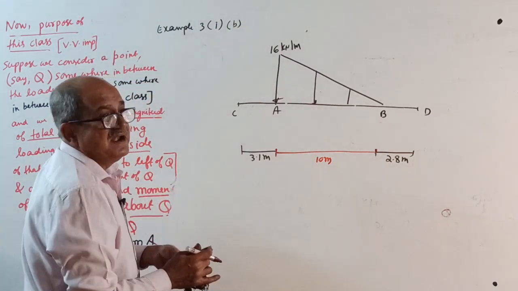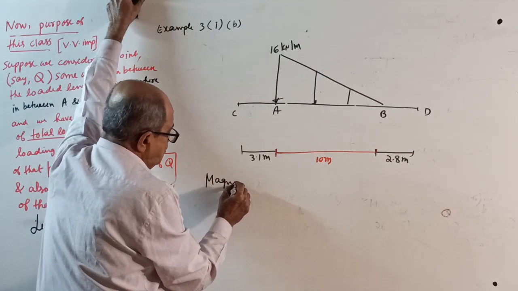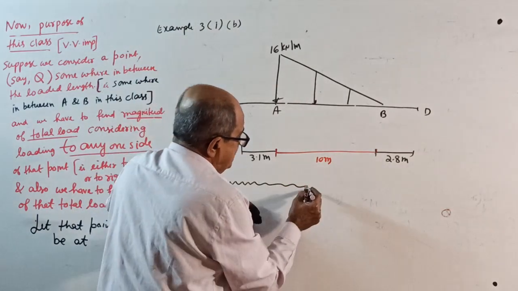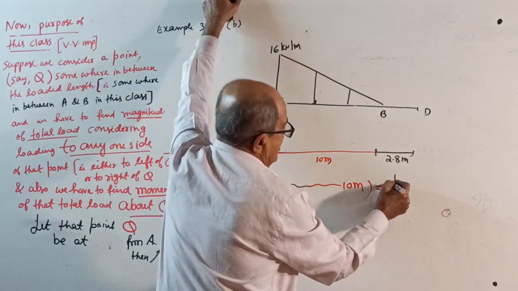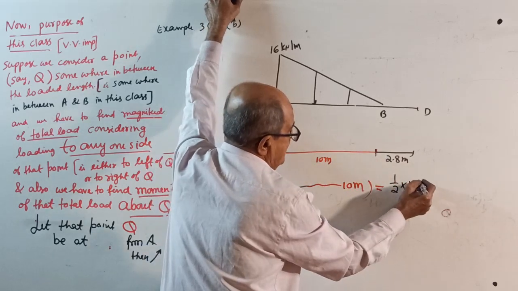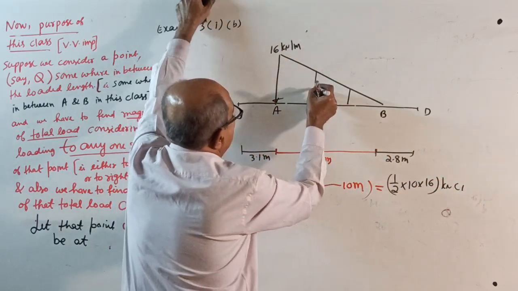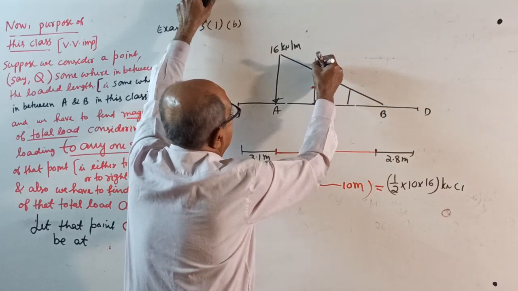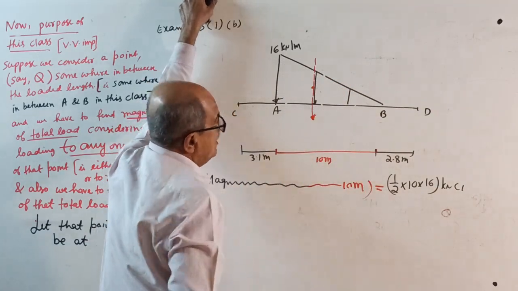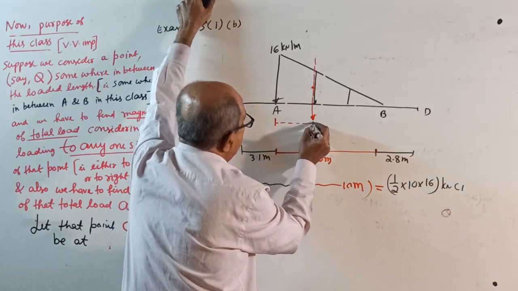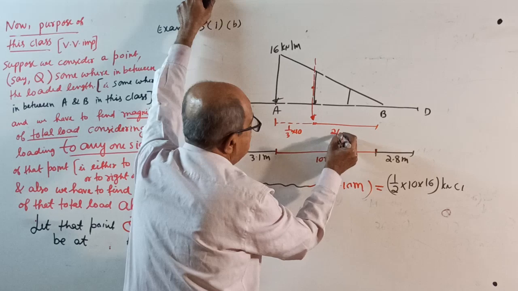Right here. Now I'll dictate. Magnitude of the total load for the entire loaded length of 10 meter is equal to half into 10 into 16 kilonewton. Down. See, that will be somewhere here. This is the magnitude of the total load, for the entire loaded length. Light line here. This will be 1 by 3 of 10. This will be 2 by 3 of 10.